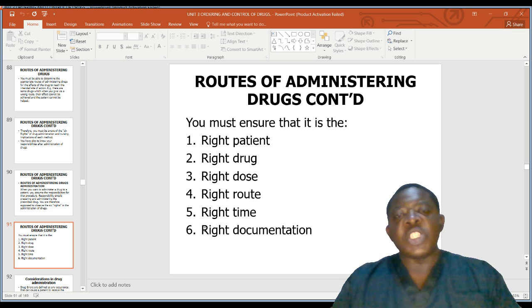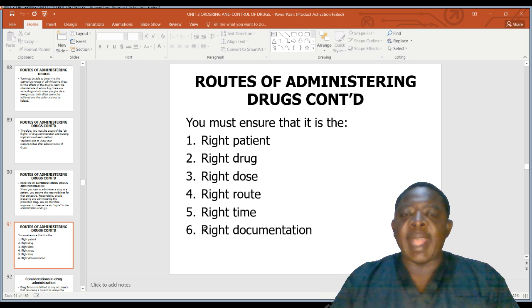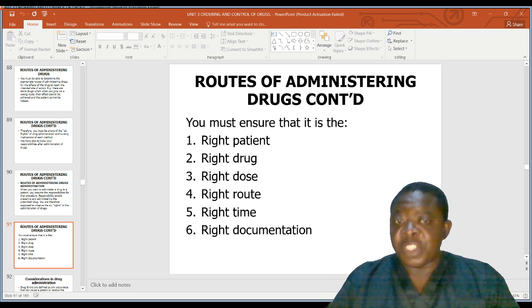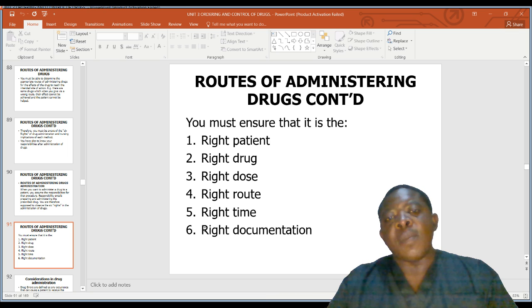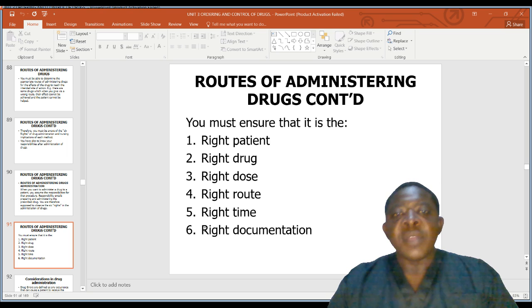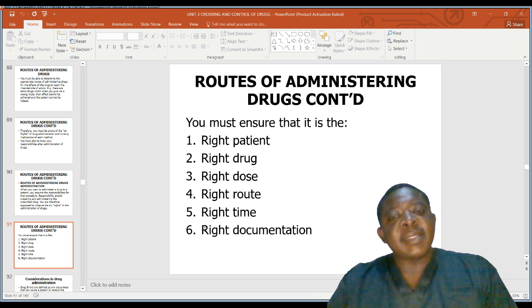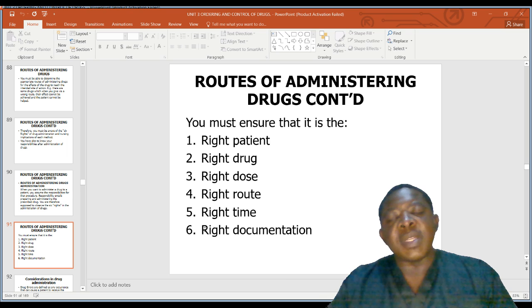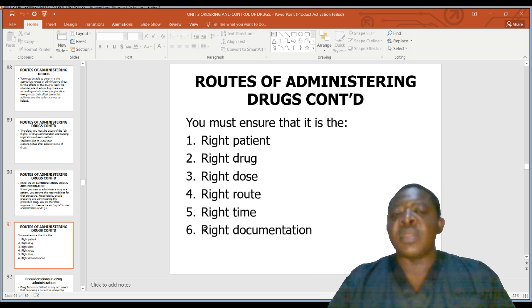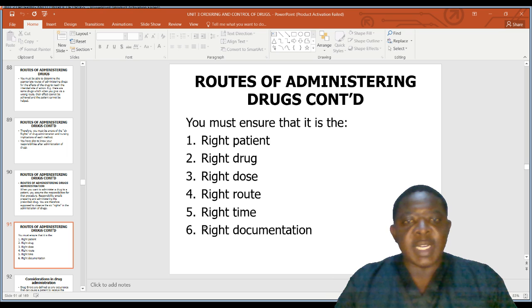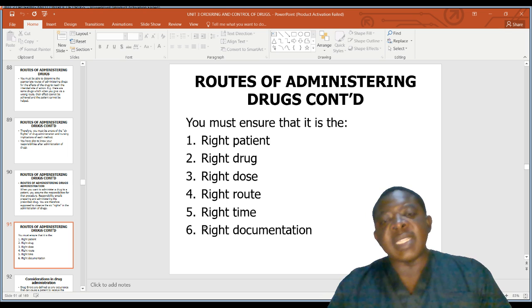You take the treatment chart, confirm the name, ask the patient. The right drug, you check the drug that you are taking and that you are giving the patient. The right dose, you calculate the dosage because what you might have in stock might not be what has been prescribed. So you have to calculate. The route, is it oral? Okay, is it intravenous? Is it intramuscular? The time, how frequent is the drug supposed to be taken, and are you giving at the right time? The right documentation, okay, the signing of the drug, the date, and everything.